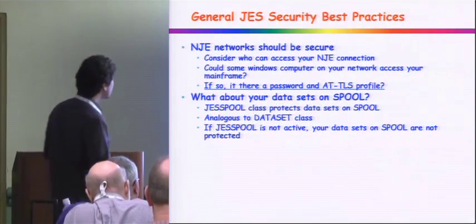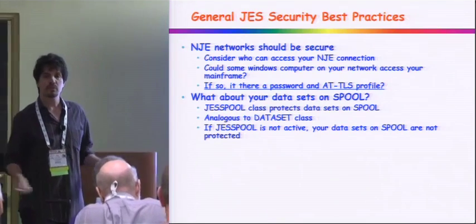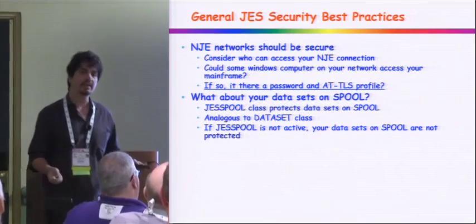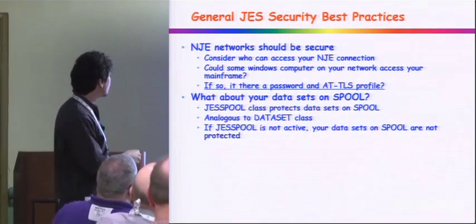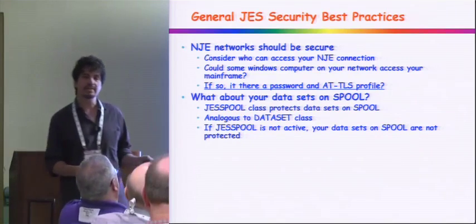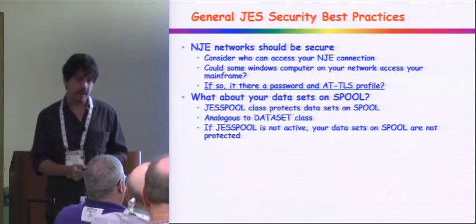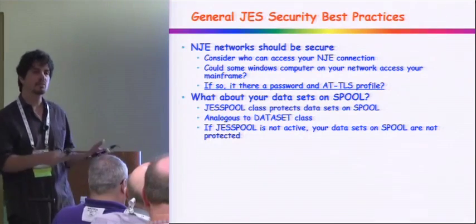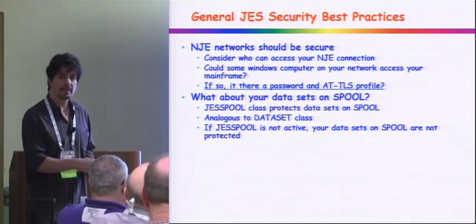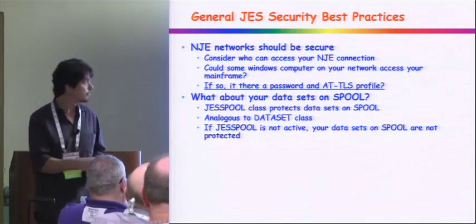And then in general security best practices, what sorts of things should you do? Be careful about who can access your NJE connections through TCPIP. Do Windows computers have access to that? If so, is that coming through an ATTLS type connection? Is there a password on it? What kind of security do you have? They don't really give you hints as to what these problems are, but you can sort of guess at maybe what some of the issues were, where the exposure might be.